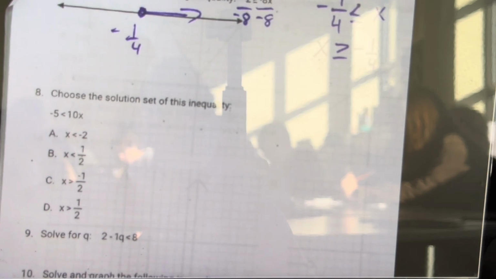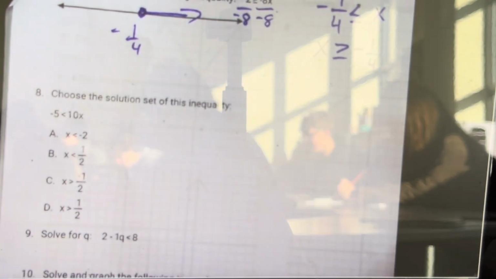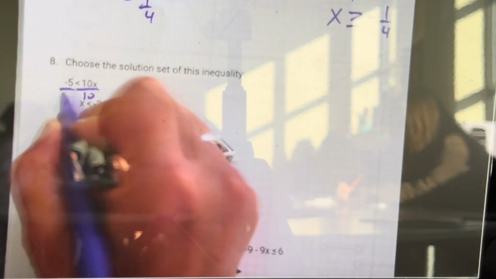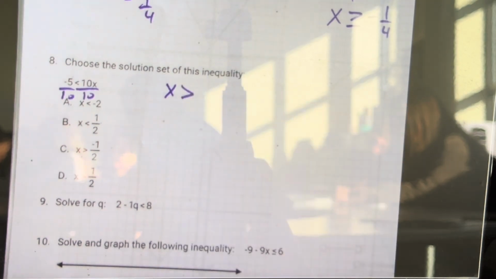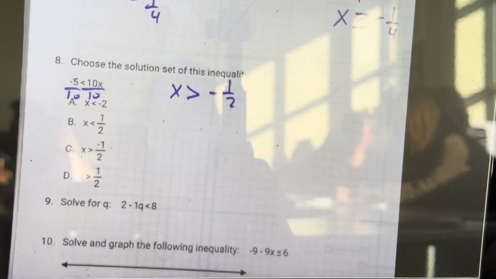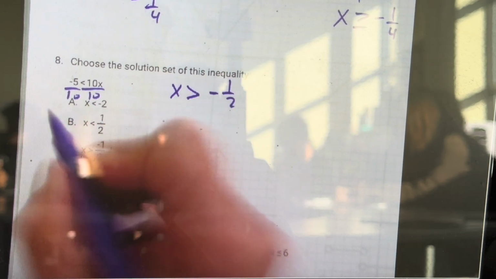And number 8. So what are we going to do? Divide by 10. And so we don't flip it, but what side's facing the x? Open or closed? Open. So when I rewrite, I'm going to make it open. And what does negative 5/10 reduce to? Negative 1/2. And so my answer is C.